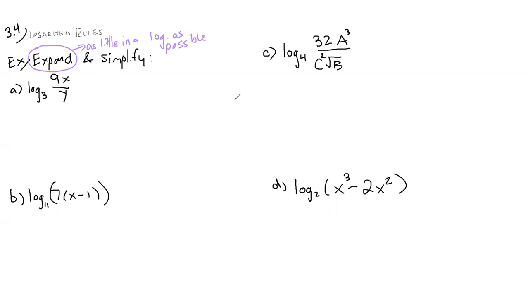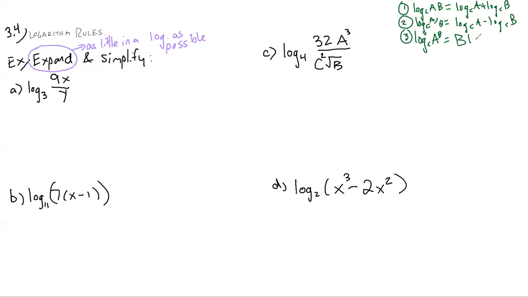So I think the first rule, actually what I might do here is write out those three main rules. So rule 1, we have log base c ab equals log base c a plus log base c b. Just so I can refer to these. Number 2 is log base c a over b is subtraction. And the last one, log base c a to the b, is b log base c a. So those are the three main rules.